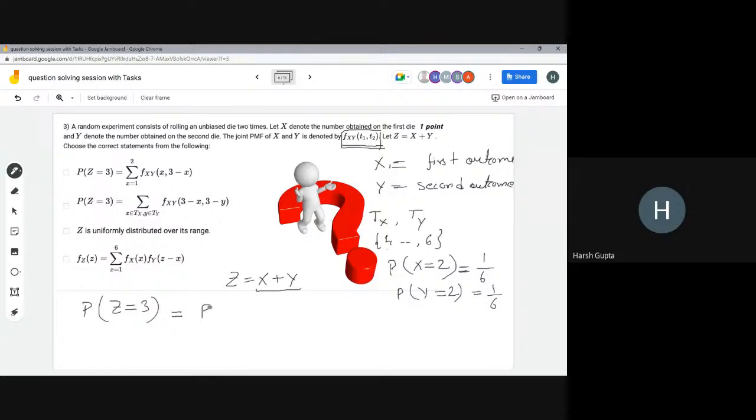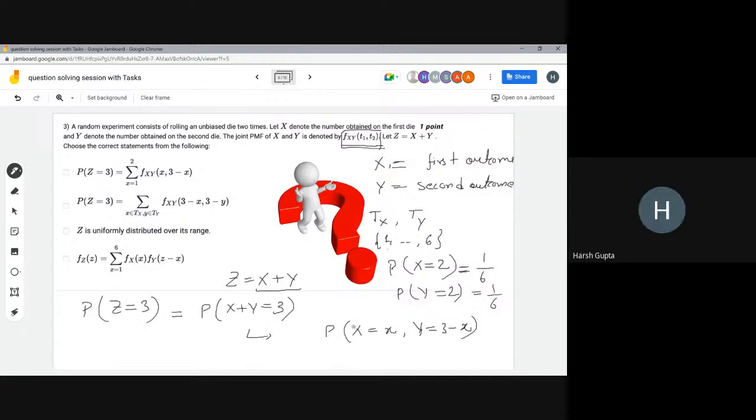So the next step is going from Z to X and Y somehow. So Z equal to what? X plus Y. X plus Y equal to 3, right? This is something that we need to know. So now from here, we can write X equal to 3 minus Y. Exactly. Y equal to 3 minus X. Right? Yes, sir. So this is important.